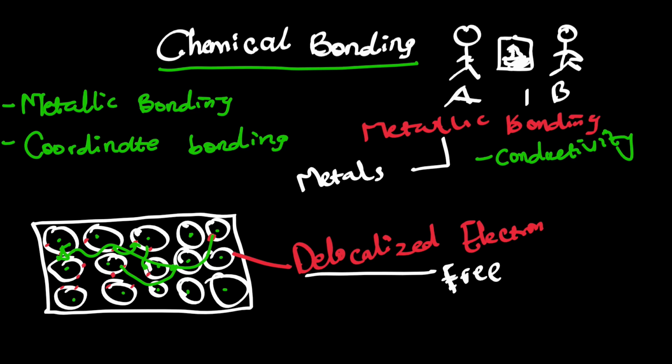So when I'm talking about metallic bonding, I'm talking about the kind of bonding that holds atoms of metal together. And also note that metallic bonding can also be found in alloys. Now, what are some of the properties of metals that are related to their bonding? What I've talked about is conductivity.